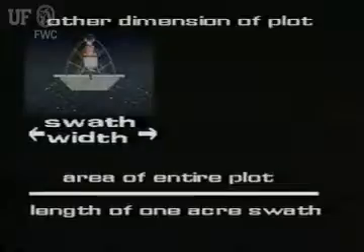Then we use this as one dimension of the plot, and we can calculate the other dimension by dividing the length of a 1 acre swath that we just determined into the area of the entire plot.